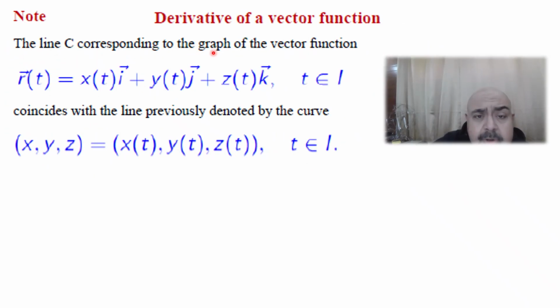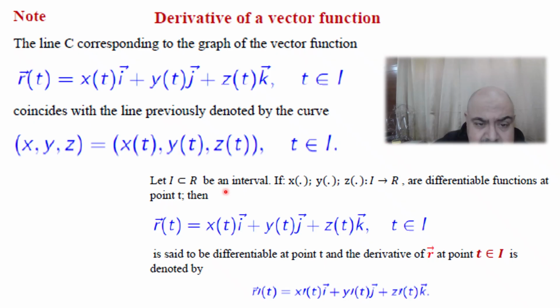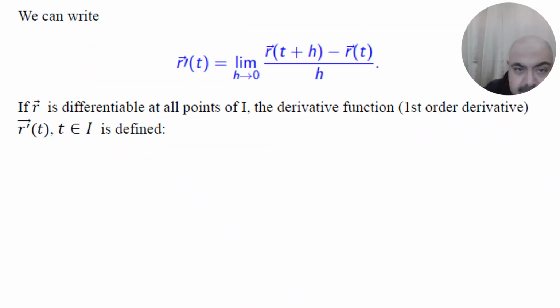The line C corresponding to the graph of the vector x of t i, y of t j, z of t k coincides with the curve x of t, y of t, z of t previously denoted for x, y, and z. Let I, a subset of R, be an interval, and let x dot, y dot, z dot be differentiable functions at the point. Meaning that if we want to get the derivative of r, all I have to do is get the derivative of the three components x, y, and z, which are the derivatives with respect to t.